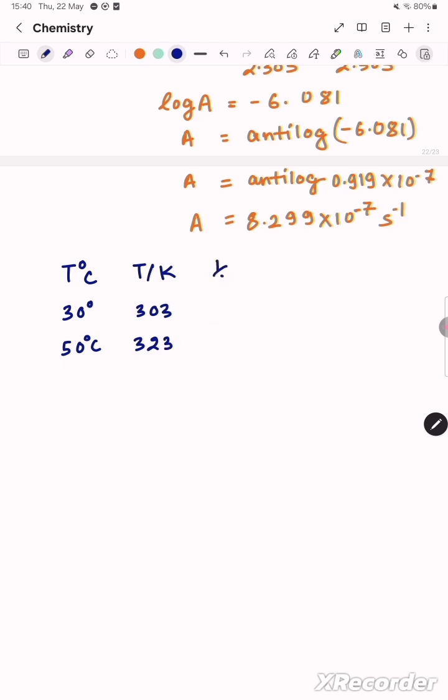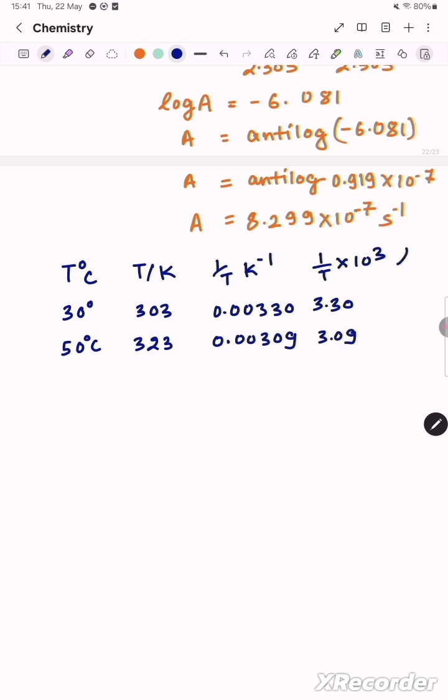and the inverse of temperature will become equal to 0.00330, and here 0.00309. Again, in significant figures it will become equal to 3.30 and 3.09, and here the ln k value will become.